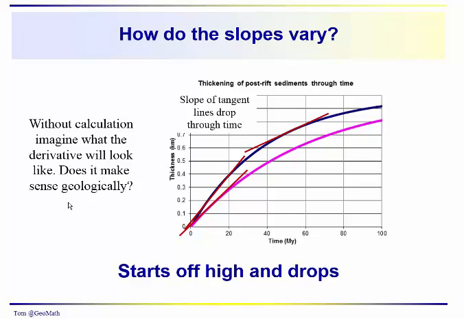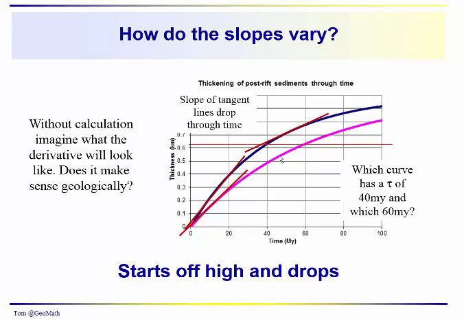And we can also see which curve has a tau, a time constant, of 40 million years, and which one has a time constant of 60 million years. So this darker blue curve, 63% of the basin is filled in 40 million years. It should be no surprise that it takes 60 million years to fill the basin following this magenta colored curve. So tau would be 60 million years for this curve and 40 million years for the other, filling up at a much more rapid pace.